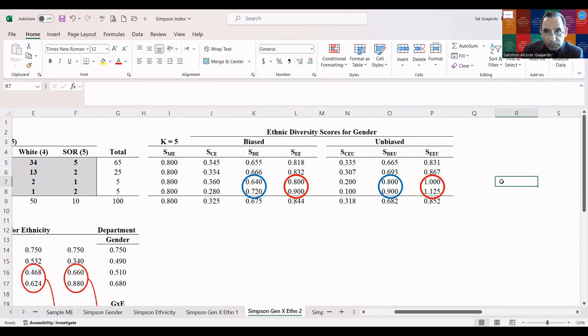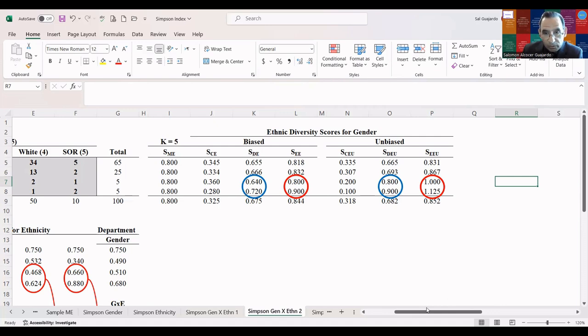As I mentioned in the PowerPoint presentation, one of the drawbacks of using the unbiased scores is that it generates scores that are above 1. And this is the case, as I mentioned, because of the small population. In this case, it's going to be the small work group of 5. So it generates scores that exceed the maximum possible value of 0.80.